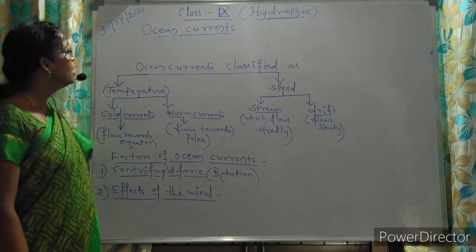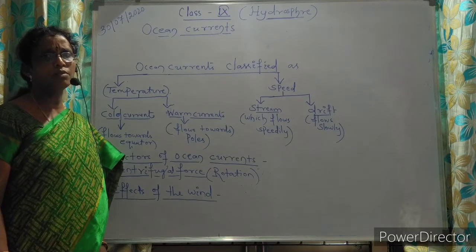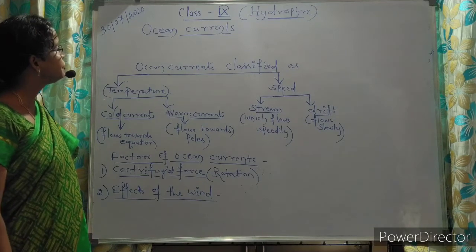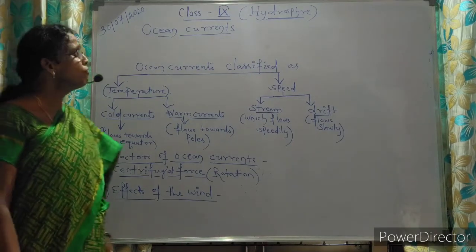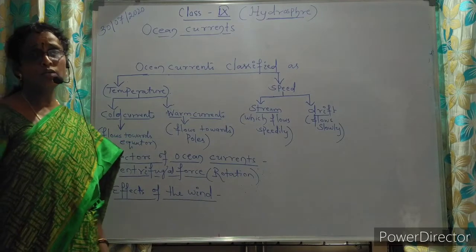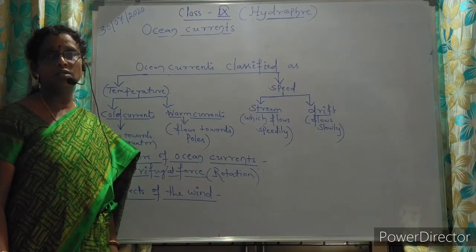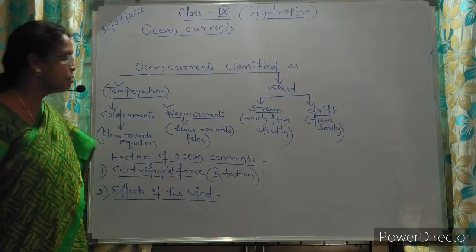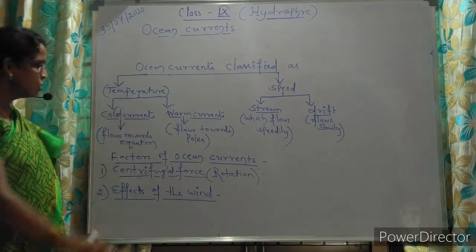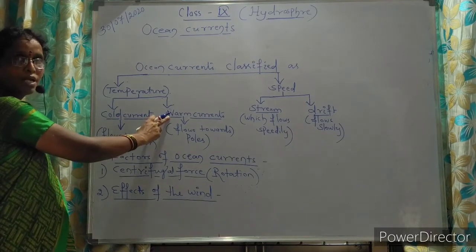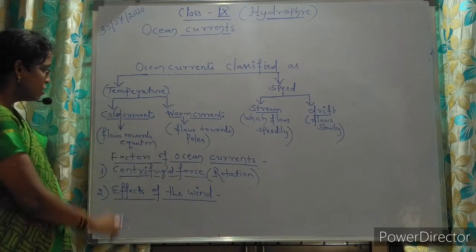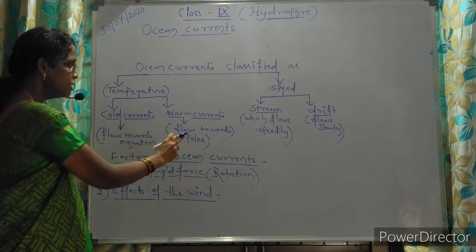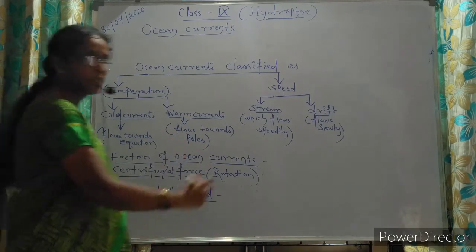Hello children, let us continue the lesson. Today's topic is ocean currents. Ocean currents means the movement of water from one location to another location at a definite speed. Ocean currents are classified, based on temperature, as cold currents and warm currents. Cold currents flow towards the equator, whereas warm currents flow towards the poles.